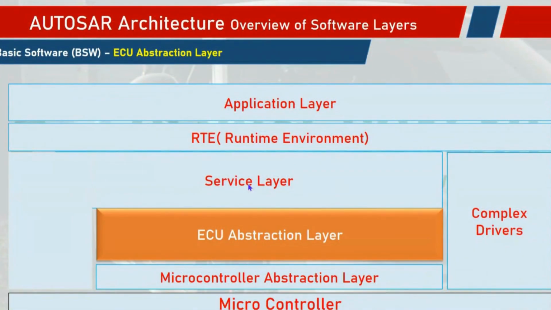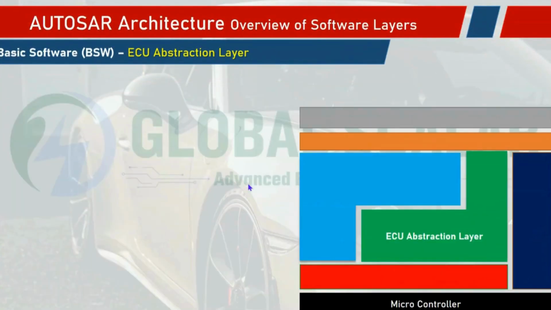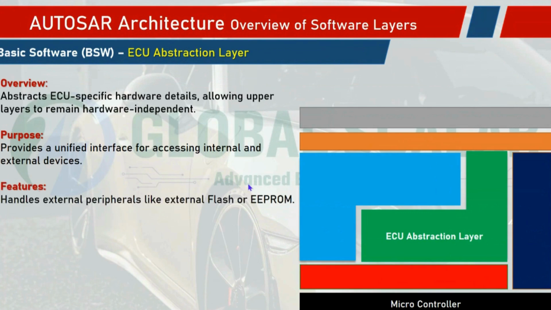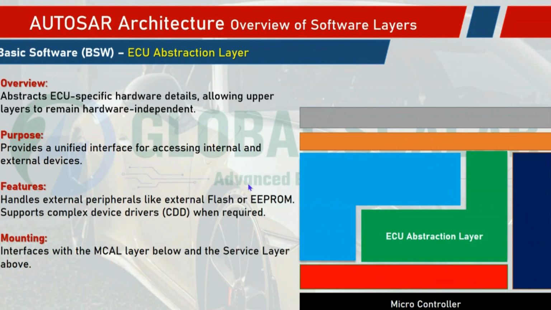And next we talk about the ECU abstraction layer. The ECU abstraction layer is specifically about hardware details. It allows the layer to remain hardware independent. It provides unified services for accessing internal and external devices. The feature is to handle external devices like external flash or EEPROM, and it supports the CDD when required. So the mounting is as an interface between the MCAL layer and the service layer.